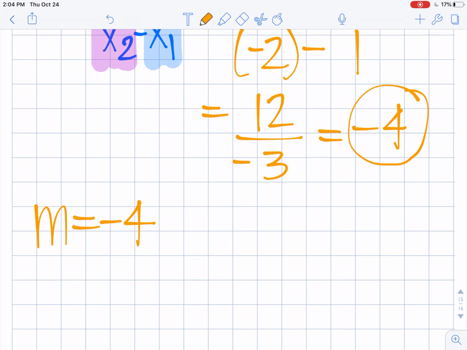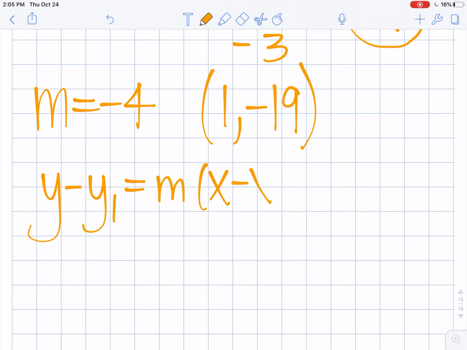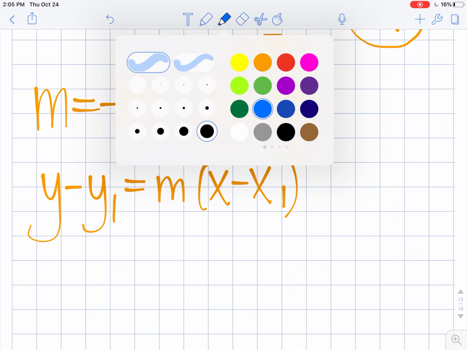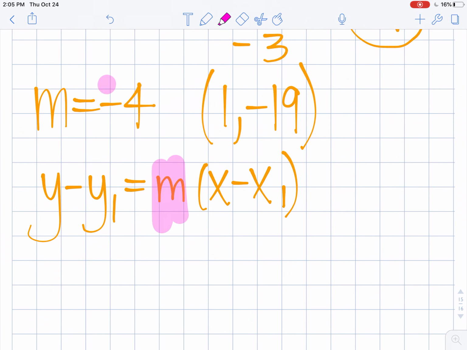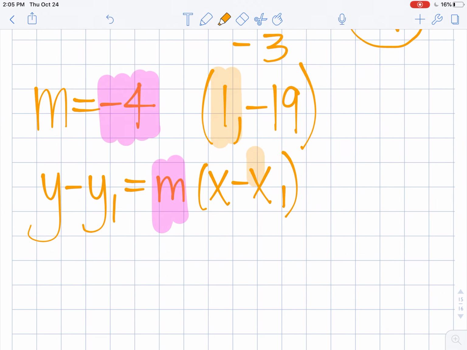After I find my slope, I have to choose one of my points. I'm going to choose the point (1, -19). It doesn't matter which point you choose. You just have to choose one. Some of the problems are going to tell you they want you to choose a specific point, but when they don't tell you, you get to make the choice. Then I remember my equation: y minus y1 is equal to m times x minus x1. I'm going to plug in my stuff. My slope is equal to -4, my x1 is equal to 1, and my y1 is equal to -19.